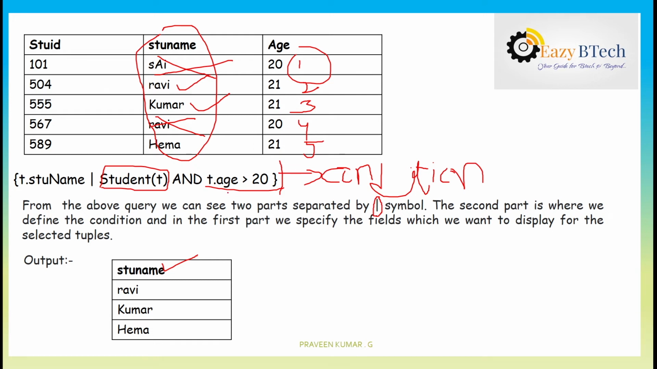Okay, what is the condition? T dot age greater than 20. That's why, out of 5 rows, we can get only 3 students' data. Why? Because only 3 students have age greater than 20. The remaining 2 students are less than, I think, 20. Okay, that's why that is less than 21.